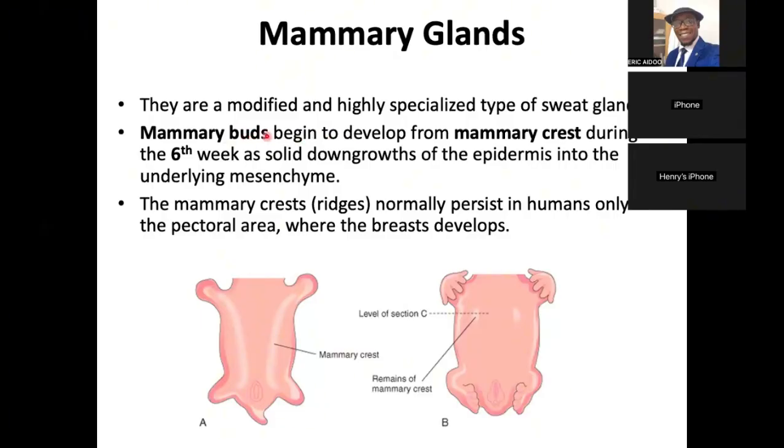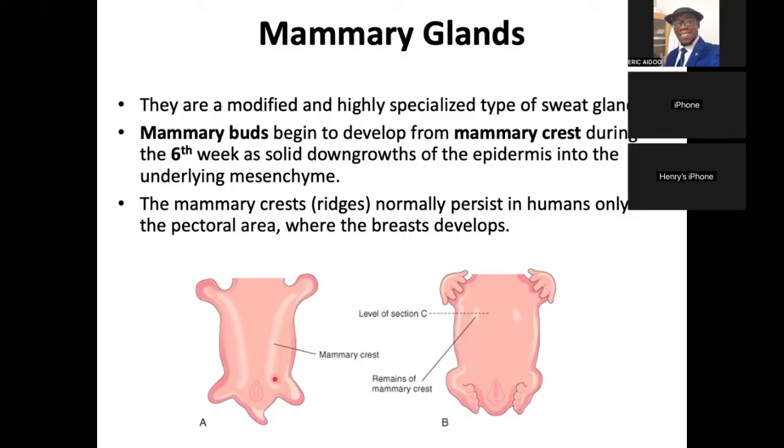And even before they form the bud, they form crests, and then they form buds. So this is how the crest looks, and it's all the way from the axilla to the groin area, which means that this whole area is a potential breast formation. But eventually, it is only the one close to the chest that remains. The rest will vanish. But there are certain abnormalities in which the rest will not vanish. They will still be there.